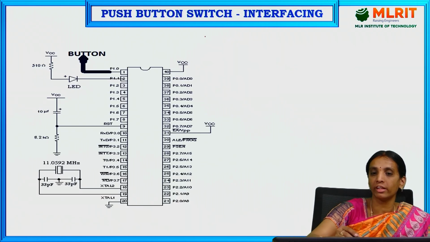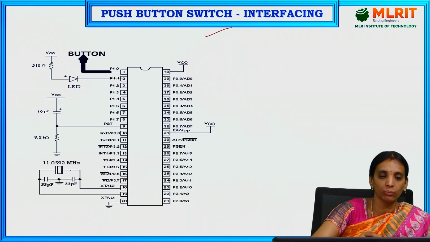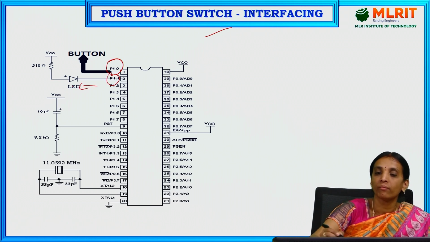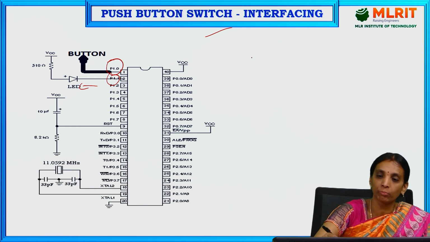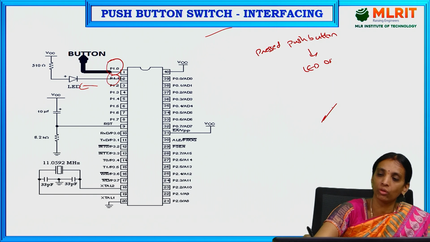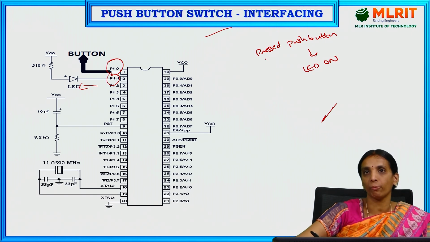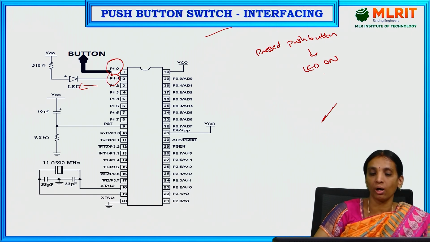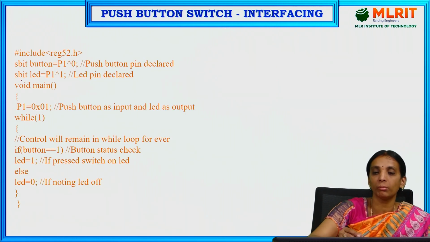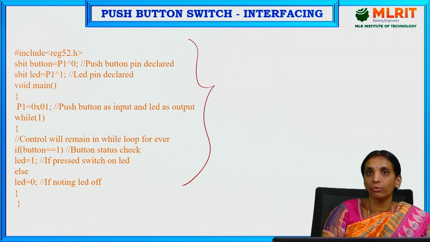The next one is the push button switch. Here the push button switch is given at port 1.0 and at port 1.1 we are connecting the LED. The function we have implemented is that whenever the push button is pressed, only then the LED will go to the on state. If the push button is not pressed, then the LED will move to the off state. So we need to write the program for that purpose. This is the program which is implemented for the push button with LED.